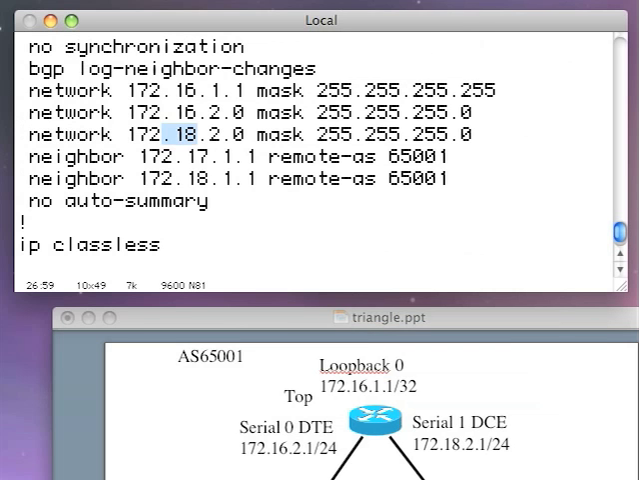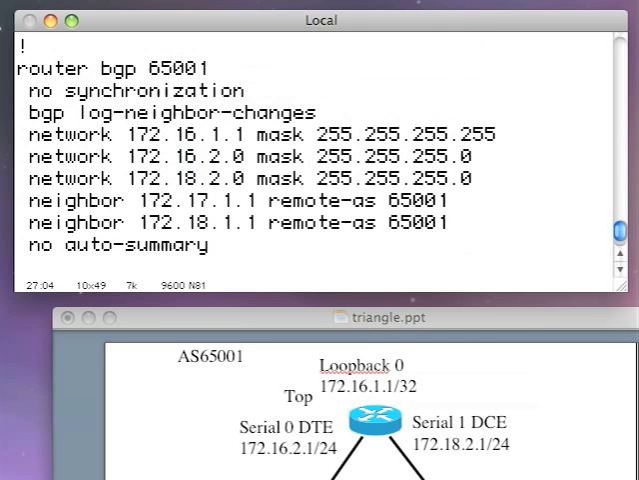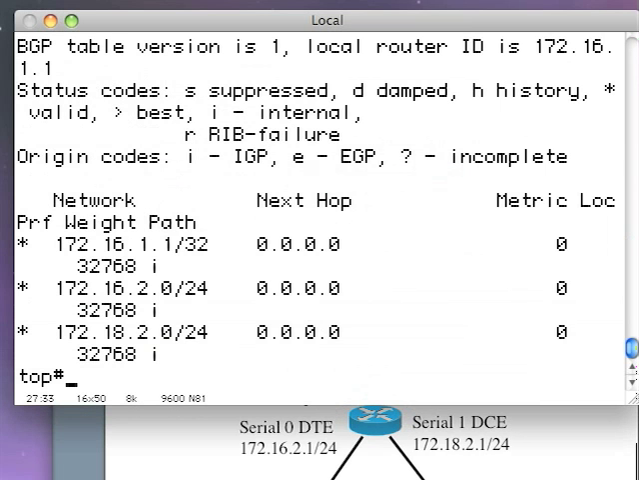Network 172.18.2.0 mask. And here it is just a minute later. I didn't make any more configuration changes, but the route eventually appeared. So maybe BGP was just taking a minute before it rescanned to see if it should advertise the route. Okay, so all our network statements are configured, and our routes are in the BGP table.